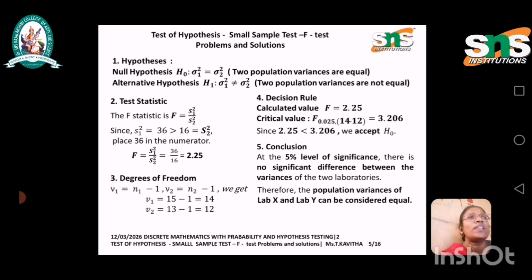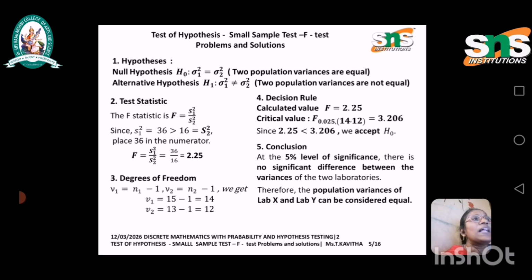Here two samples are given. The sample variances are 36 and 16. 36 is the larger value, so we take it as the numerator. Therefore 36 divided by 16 is 2.25. Degrees of freedom we already calculated: V1 is equal to 15 minus 1, 14, and V2 is n2 minus 1, 13 minus 1 is equal to 12. Now the F value in the problem is given as 3.206.